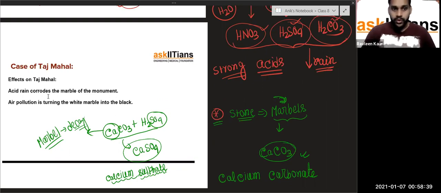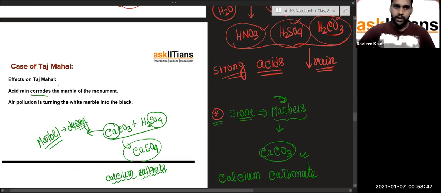Now you can see the acid rain corrodes. This is the main thing. Just forget about the word decay and remember the word corrode. So acid rain corrodes the marble of the monument. I just found out that I was writing it wrong all the time, so forget about it.